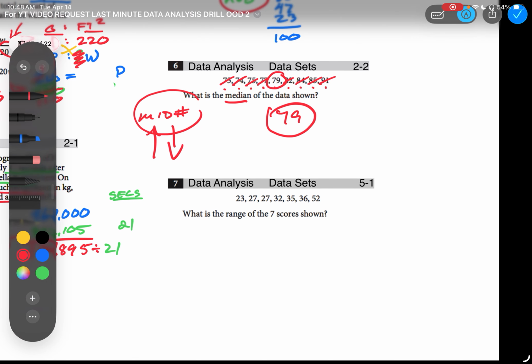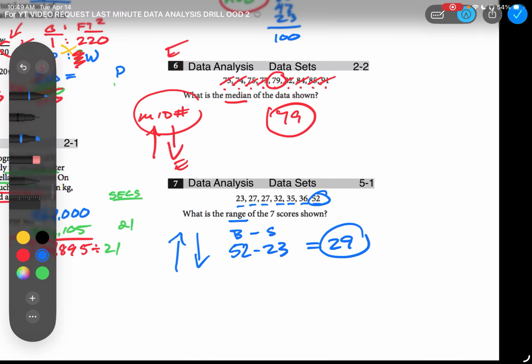Question number 7. Oh, it's a low level number. The previous question was an easy question, and this guy is also an easy question. What is the range? So they like asking the range. Range, we need our numbers in ascending or descending order. Let's check first. Is it in ascending order? 23, 27, 27, 32, 35, 36, 52. Yes, they are. So the range is just taking the biggest number and subtracting the smallest number. So what is 52 minus 23? And that's going to equal 29. And that is the answer to the question.